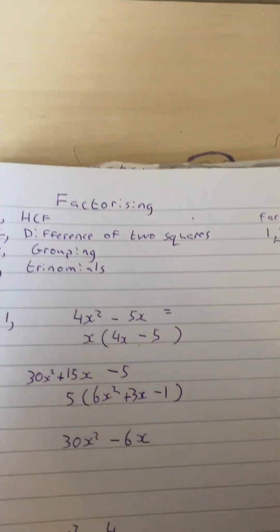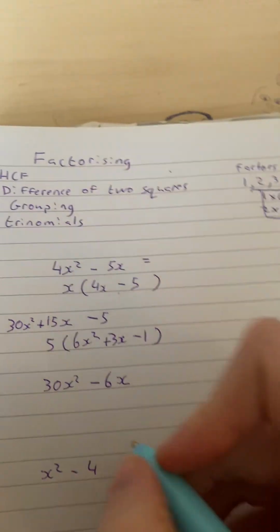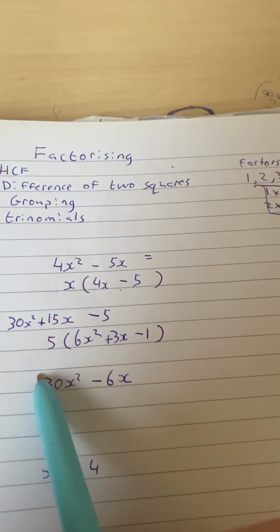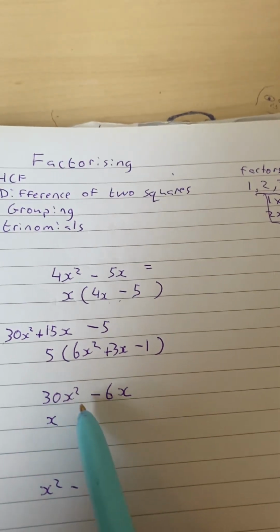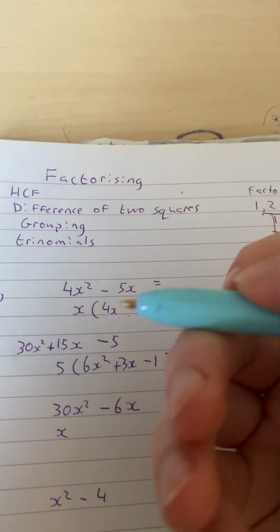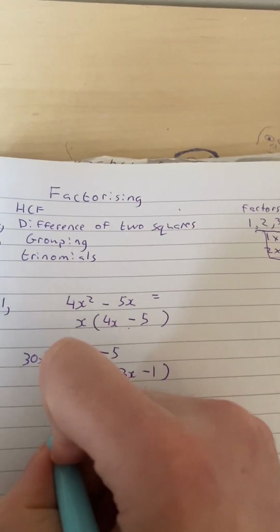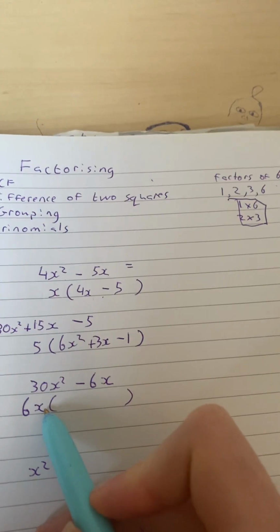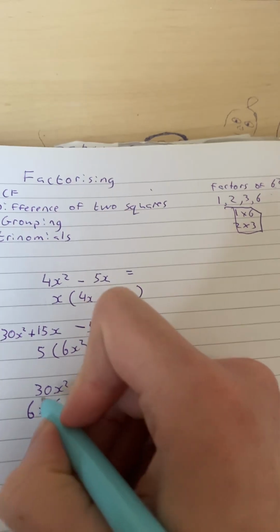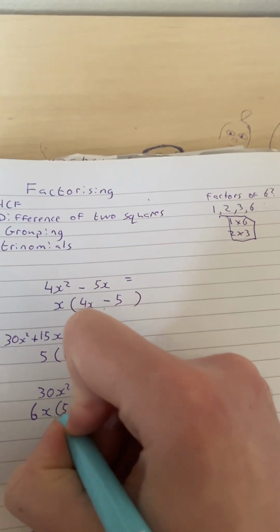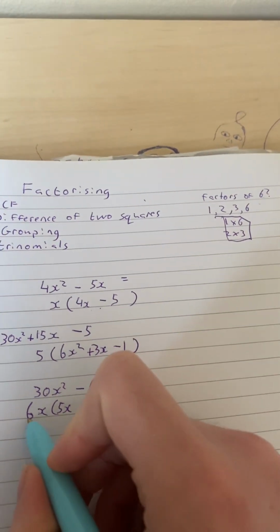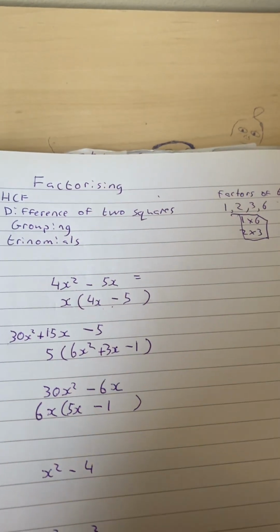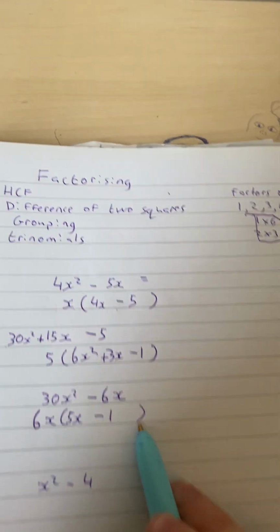Now last one, slightly trickier but not really. Both of these have an x in common, but if we look at the numbers in front of the x, 30x and 6x, well, they're both divisible by 6. So my highest common factor here is actually 6x. Both of those divide by 6x. What do we have to multiply by 6x to get 30x squared? 5x. What do we multiply by 6x to get minus 6x? Minus 1. 6x times 5x minus 1.